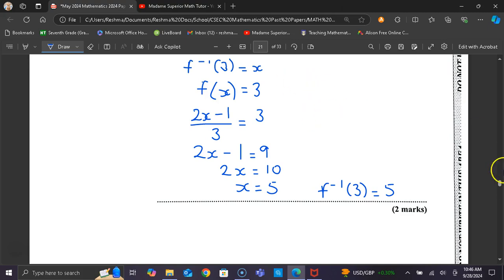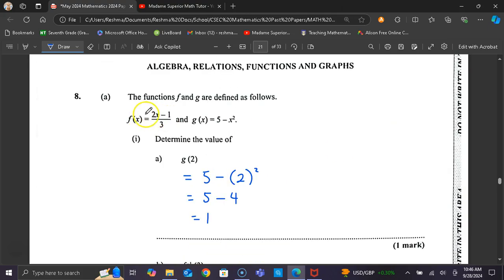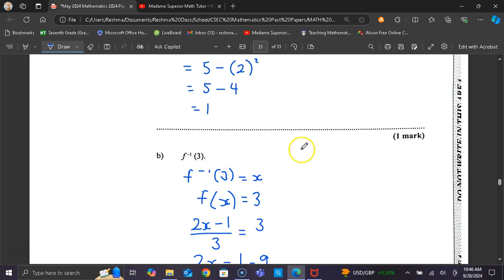And there's an easy way to check this. If we substitute 5 into the function for f of x, so 2 by 5 is 10, take away 1, 9 divided by 3 will give us back 3.